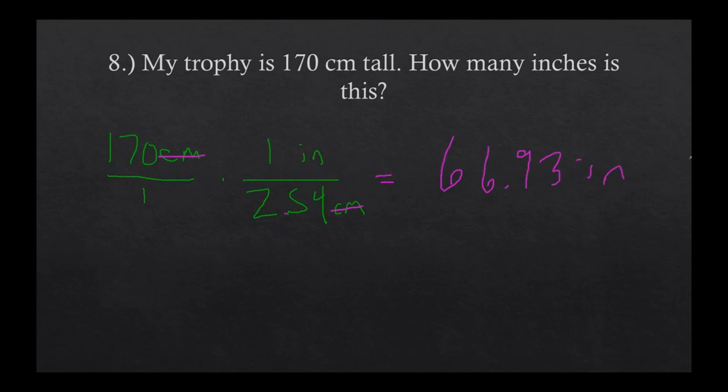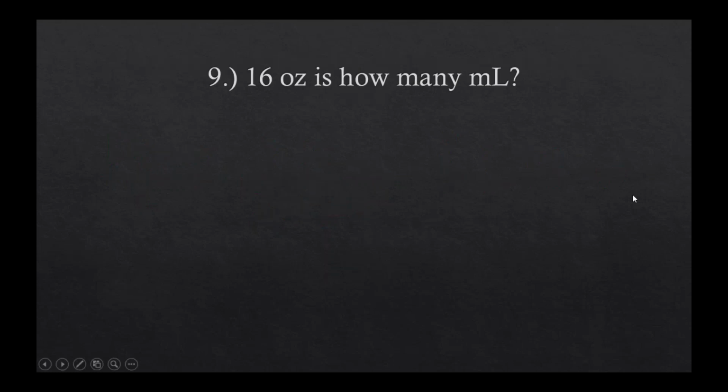But unfortunately, life is not made up of one-step problems. So let's look at number 9 together. In number 9, we have 16 ounces is how many milliliters? Well, if you look at the volume section, that's the middle column about jumping across the pond, you notice that the only spot we can jump is liters to quarts. Right, that's it. That's our only option.